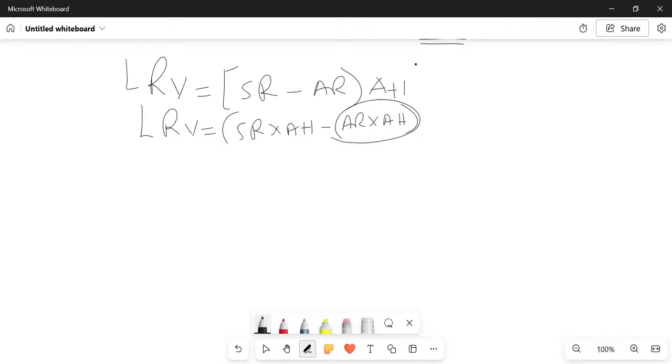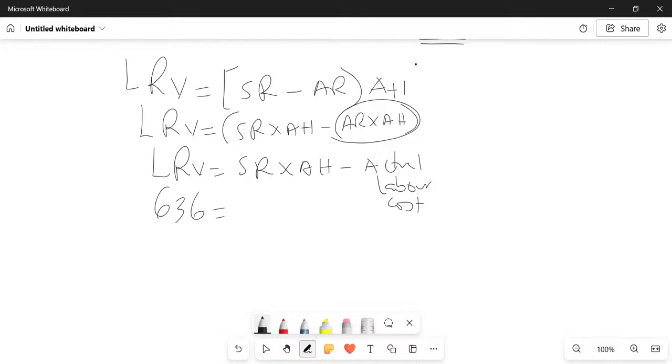So labor rate variance equals SR times AH minus actual labor cost. Now I will be able to get this AH very easily. I'm so lucky. So what is the labor rate variance given? 636 favorable, isn't it? Do we have the standard rate per hour in the standard card given? Kenya shillings 8 per hour.